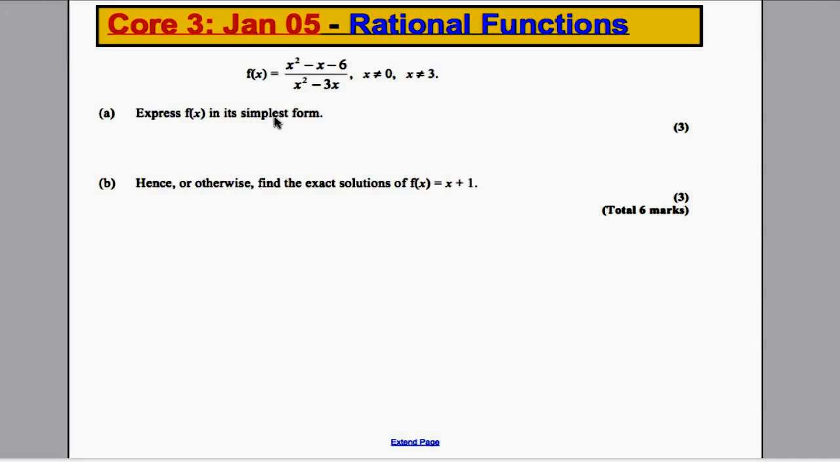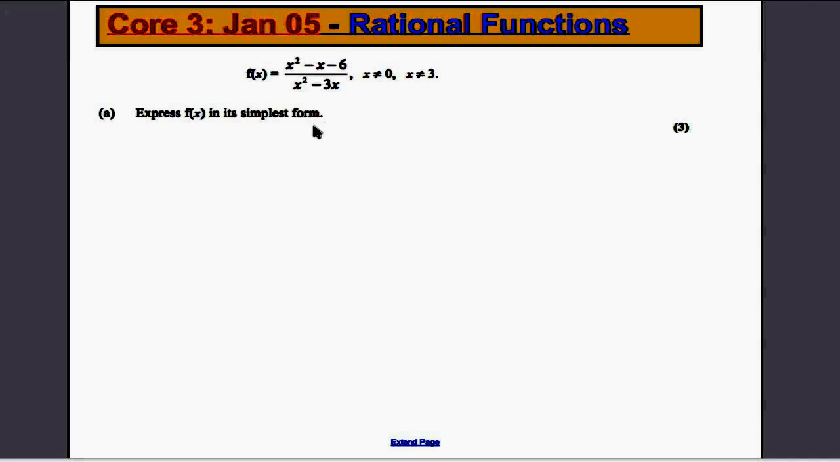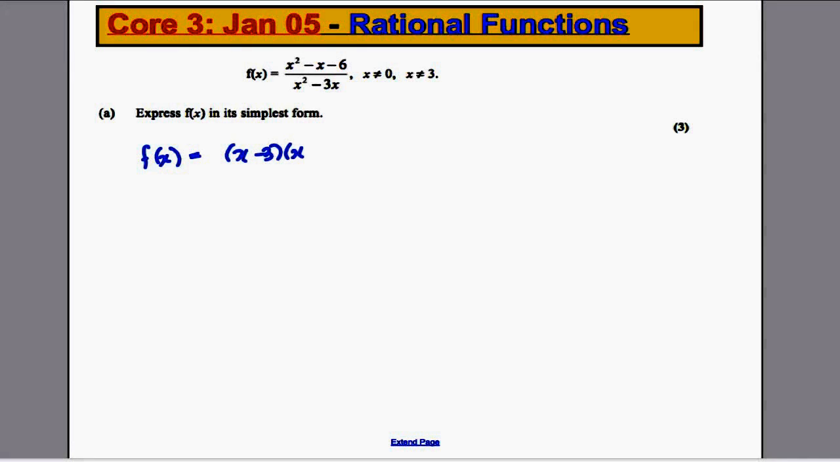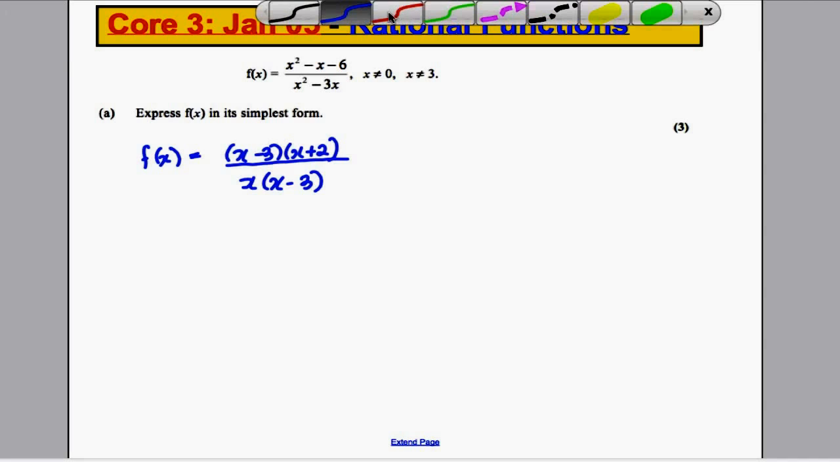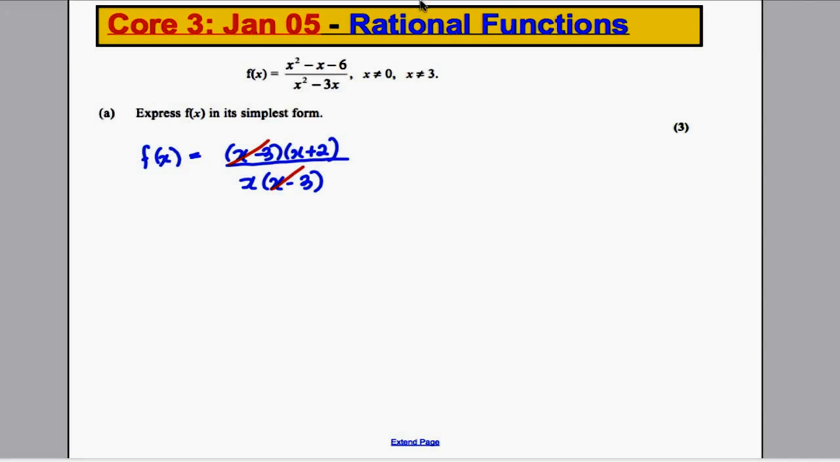Part A says, express f of x in simplest form, i.e. factorise top and bottom, cancel where appropriate. And then we'll do part B after. So let's just do part A separately. We're doing this in its simplest form. So f of x, let's just factorise straight away. The top factorises to x subtract 3, x plus 2. The bottom factorises to x subtract 3. The x subtract 3's cancel. And we get ourselves x plus 2 divided by x. And that's our simplified f of x. Okay? Next.